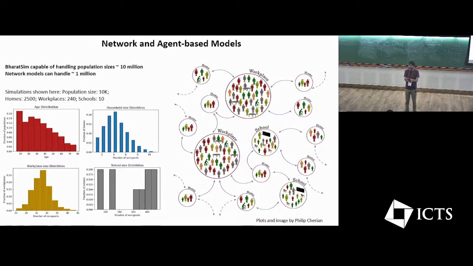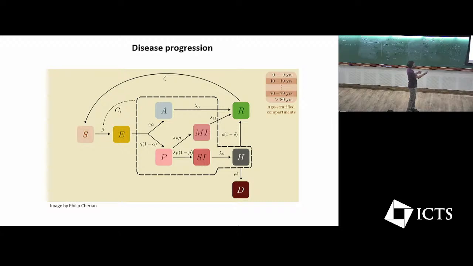Within each location, you have a compartmental model going on, where people get infected, they take a little bit of time to get infectious, they might be asymptomatic or pre-symptomatic, they might get seriously hospitalized and die, or they might recover, and so on.